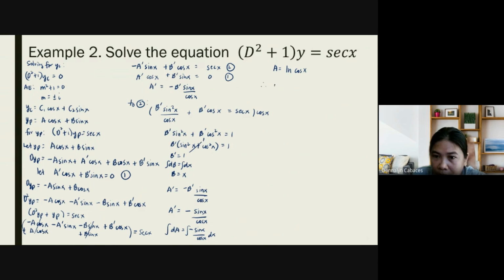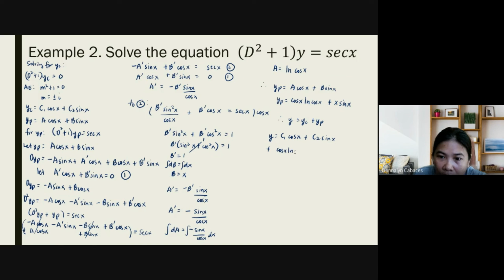Therefore, our YP, which is equal to A cosine x plus B sine x, is equal to cosine x ln of cosine x plus x sine x. And therefore, our y, which is equal to yc plus yp, is c1 cosine x plus c2 sine x plus our yp, which is cosine x ln of cosine x plus x sine x. And that is now the complete solution of the given differential equation. So if you recall, this is the same solution that we had when we used the method of reduction of order in our previous discussion.